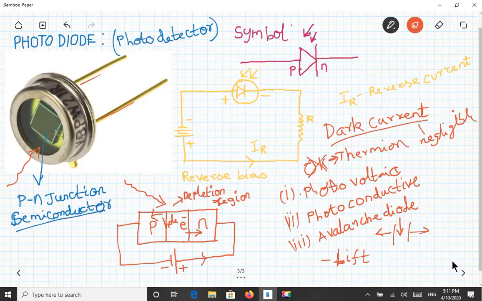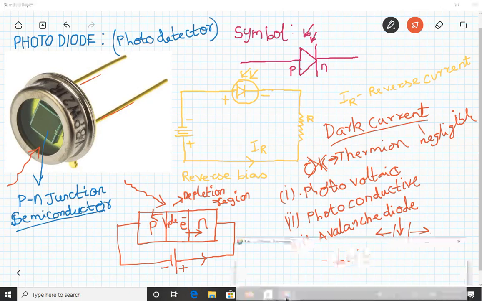So that's all for this photodiode. The next topic we are going to see is the solar cell, which operates on the same principle as the photodiode. We will see what the difference is between a photodiode and a solar cell, because a solar cell also operates with the use of light only. We will see the basic difference between the solar cell and the photodiode in the next class. Thank you.